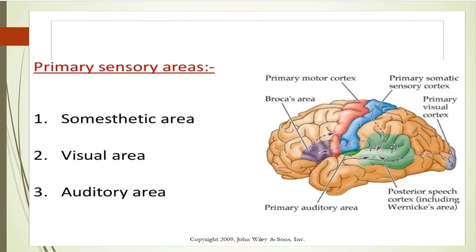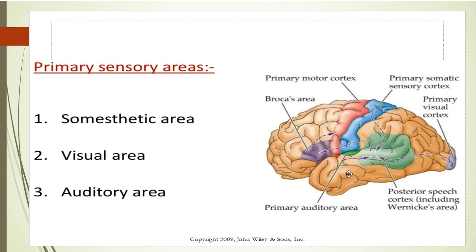The posterior speech area is associated with the primary auditory and visual cortex. The impulse generated from the auditory perception first reaches the primary auditory cortex, and eventually reaches the posterior portion of the superior temporal gyrus. We can see about here.